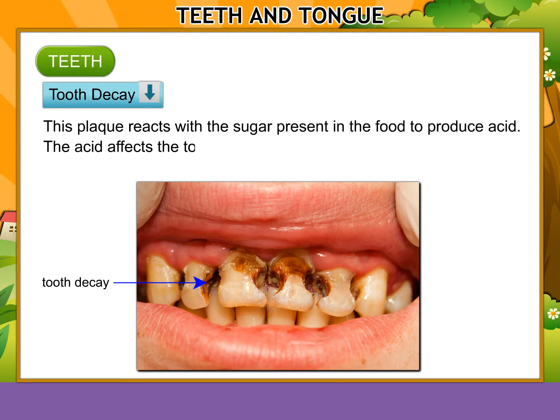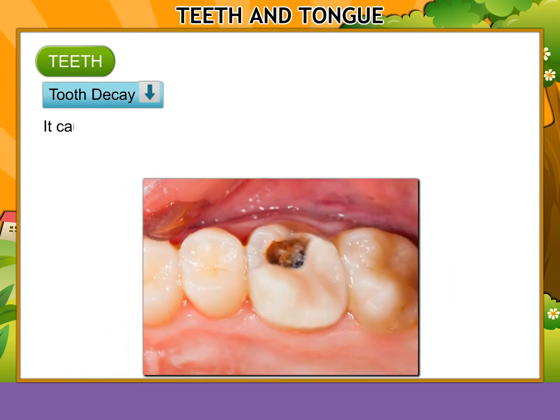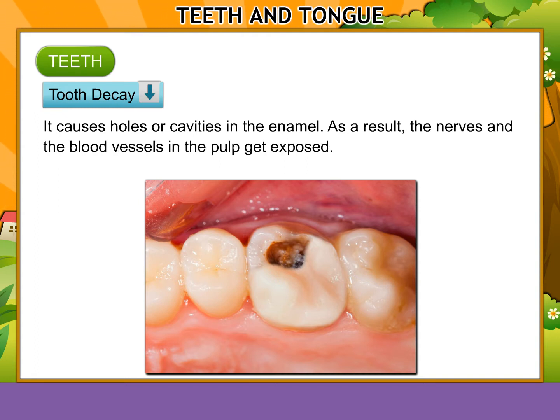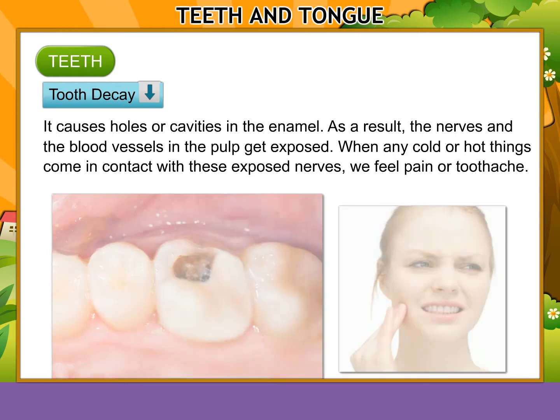The acid affects the tooth enamel and starts destroying it. This is called tooth decay. It causes holes or cavities in the enamel. As a result, the nerves and the blood vessels in the pulp get exposed. When any cold or hot things come in contact with these exposed nerves, we feel pain or toothache.